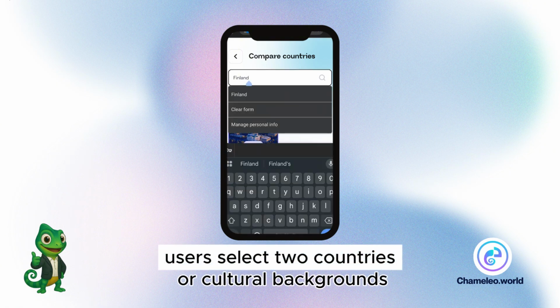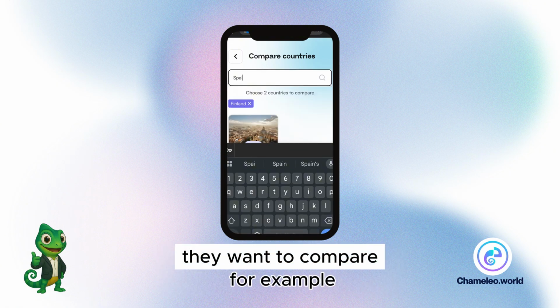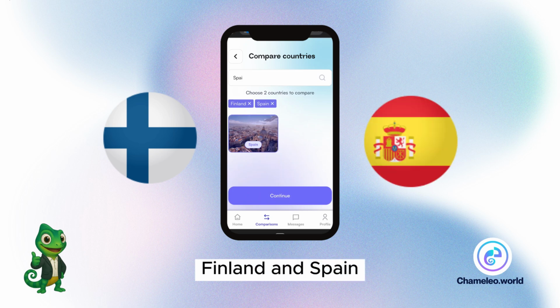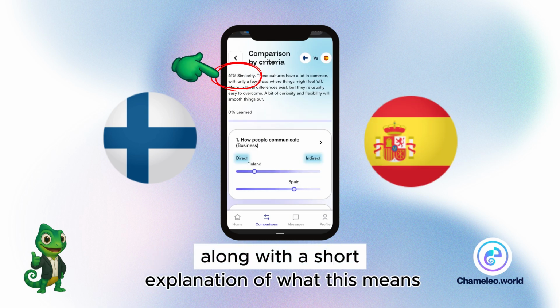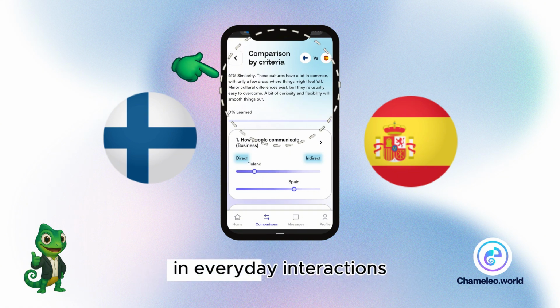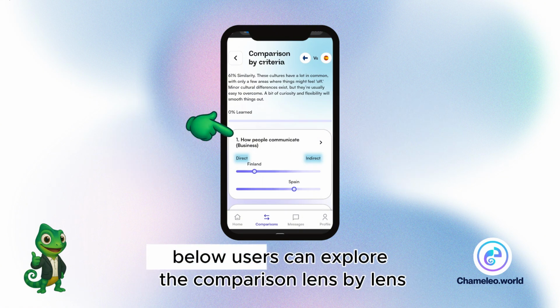On screen now, you see the matching tool, one of the core features of Chameleo. Users select two countries or cultural backgrounds they want to compare, for example, Finland and Spain. Chameleo then shows a cultural match percentage along with a short explanation of what this means in everyday interactions. Below, users can explore the comparison lens by lens.